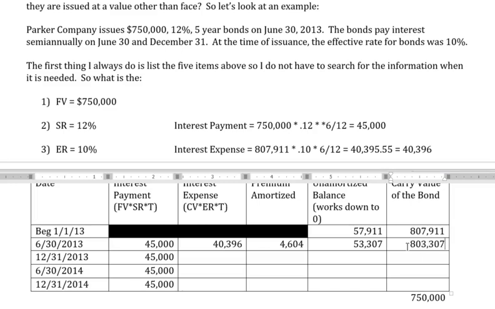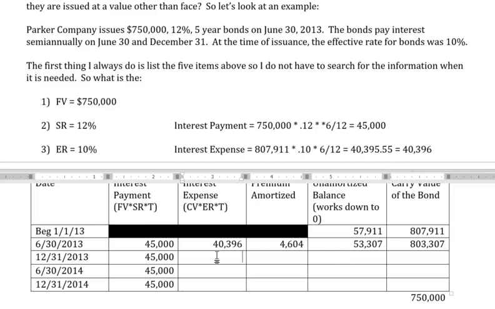803,307. The other way to look at it is the carry value is the bond payable of 750 netted with the premium account. And since the premium account has 53,307 in it, you could take 750,000 plus 53,307, and that would also give you the 803,307. So you can calculate it a couple of different ways there.